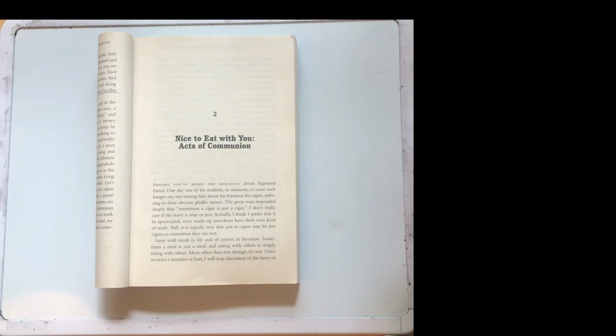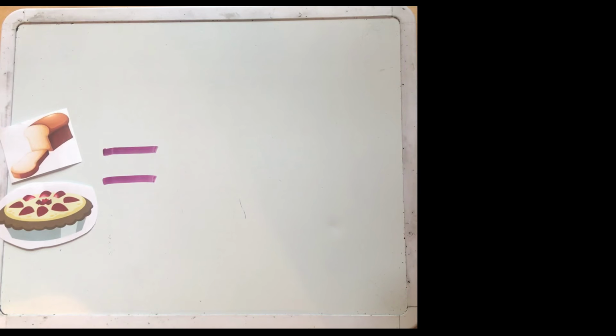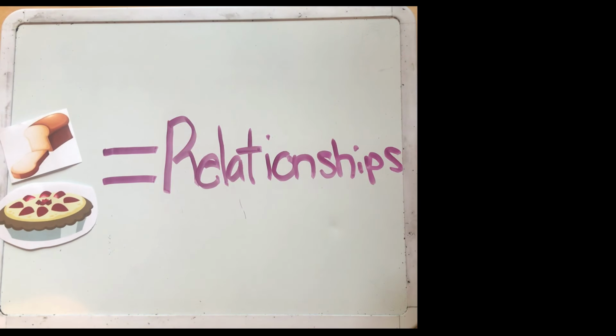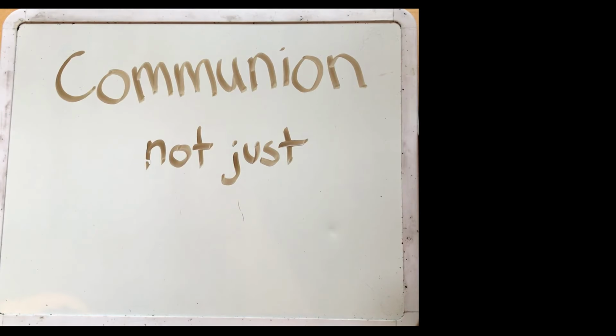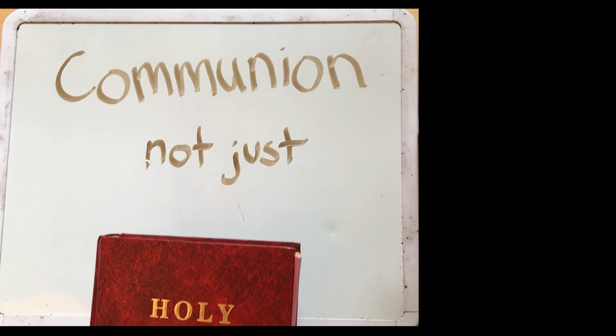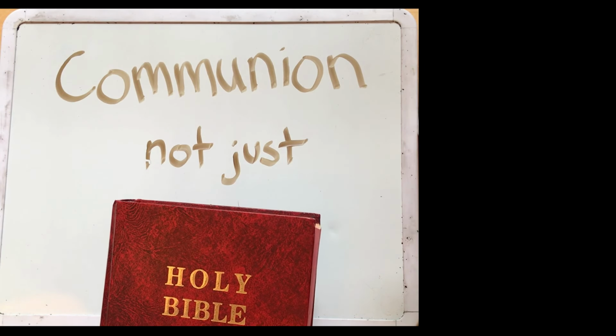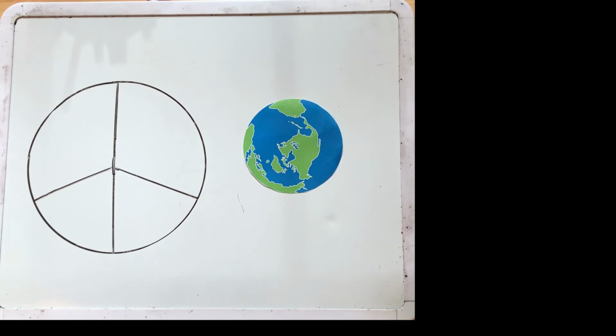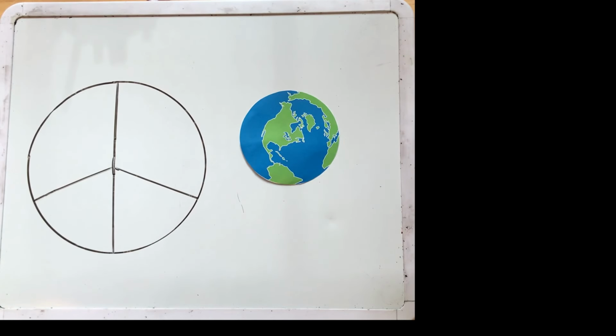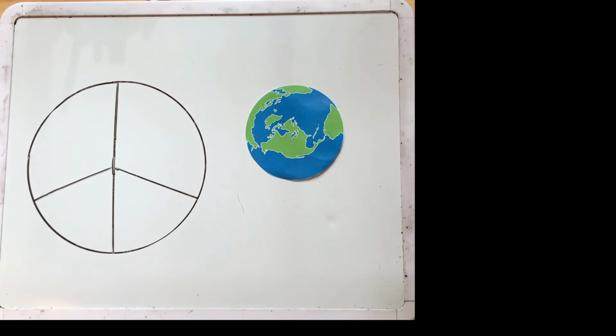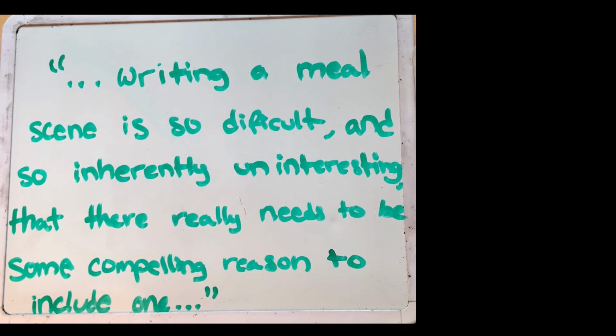Chapter 2 is Nice to Eat With You, Acts of Communion. The chapter focuses on how eating scenes in stories are often symbolic of how relationships between characters are. The term communion is meant broadly here as a coming together and not limited to the religious realm. Sitting down for a meal with another person is a peaceful act that forces one to recognize their own and others' humanity in the universal need to eat. Writing a meal scene is so difficult and so inherently uninteresting that there really needs to be some compelling reason to include one in the story.